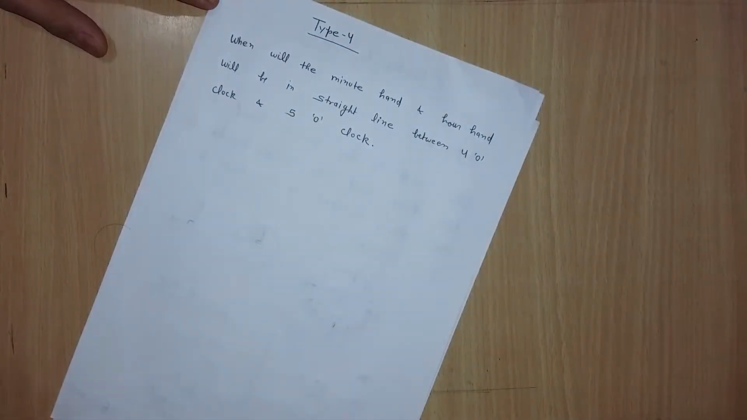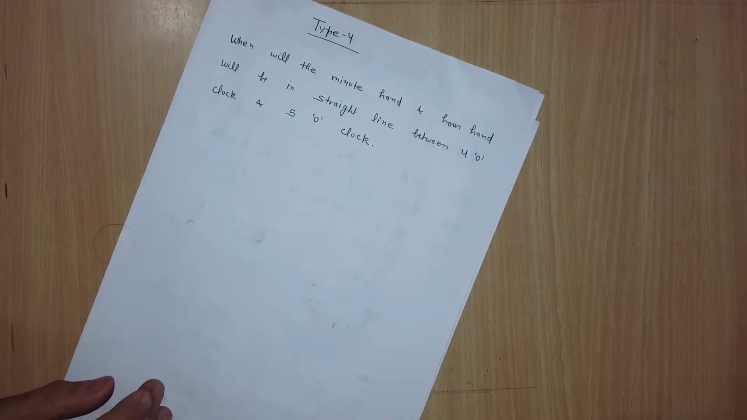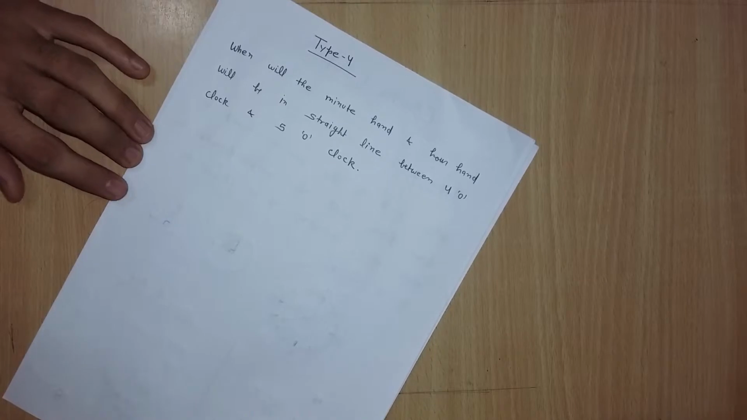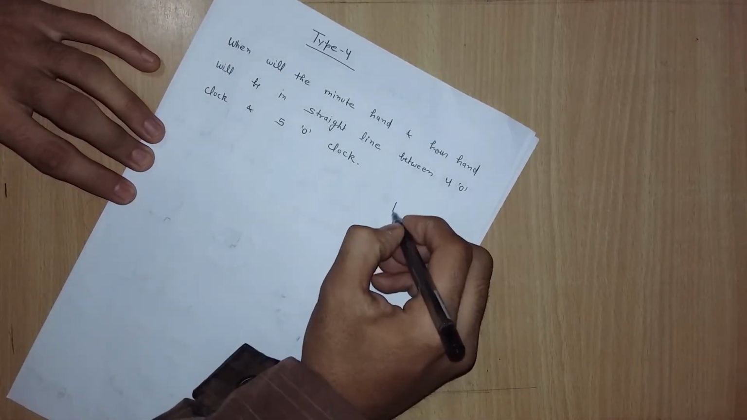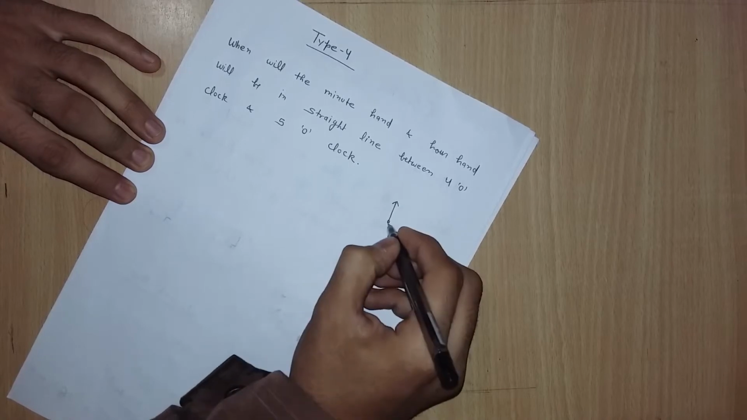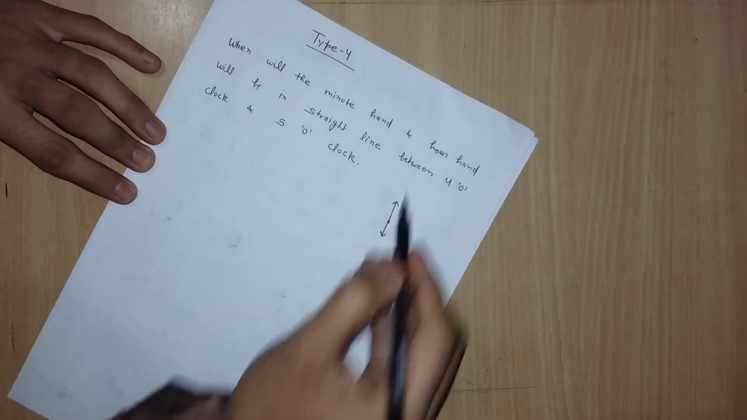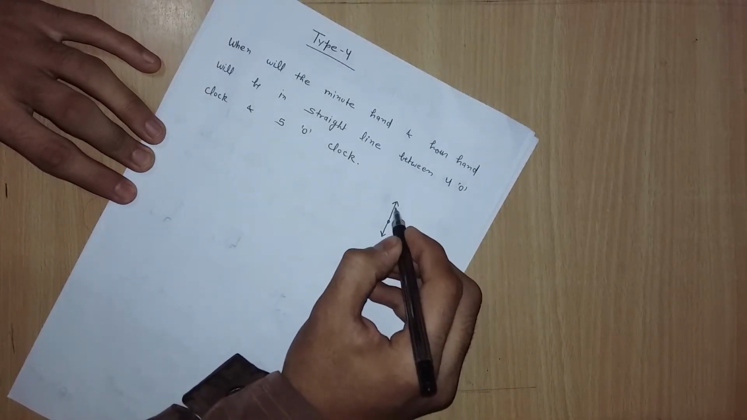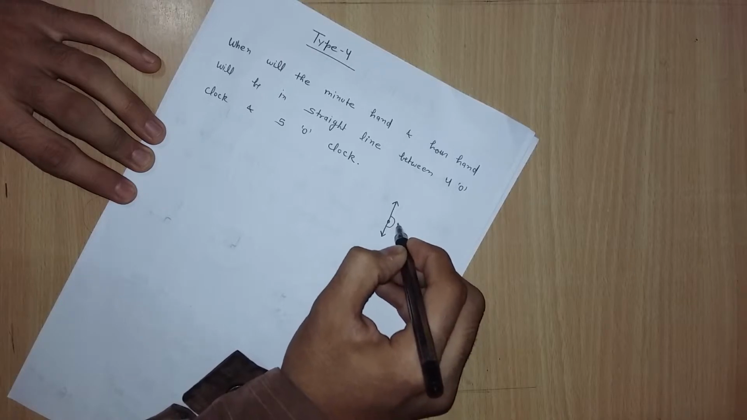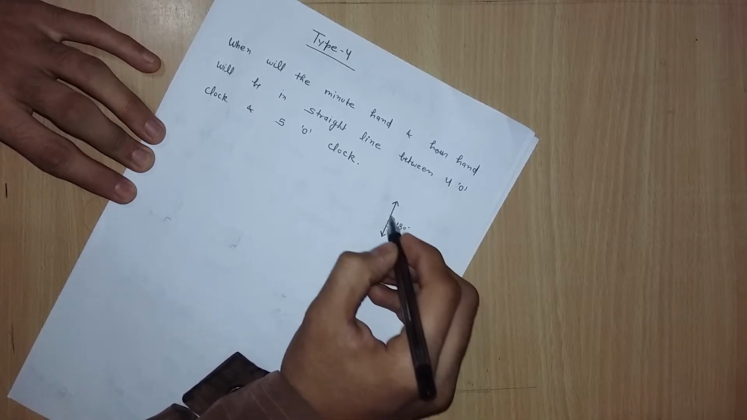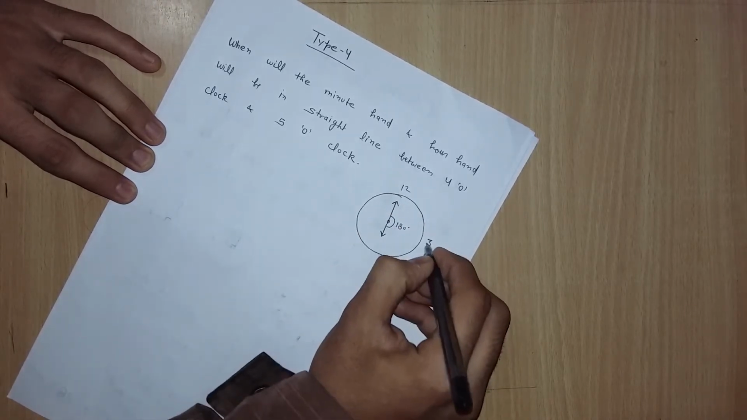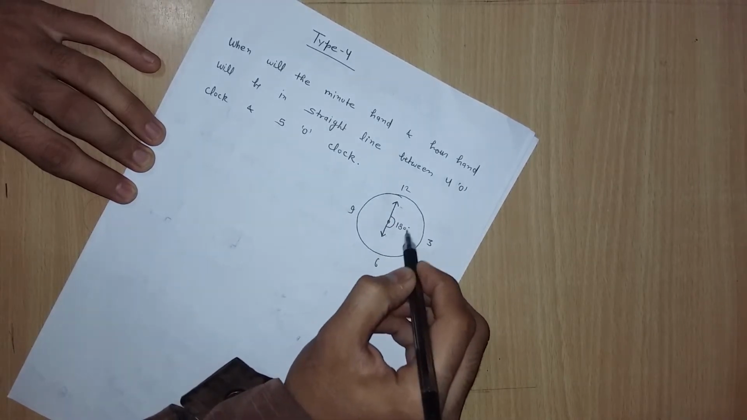Type 4 problem says, when will the minute hand and hour hand be in a straight line between 4 o'clock and 5 o'clock? What is the meaning of a straight line? It means that the minute hand and hour hand will be in a single line. It will happen when the difference between minute hand and hour hand is 180 degrees, or we can say 30 minutes, because in the watch 12, 6, 3, 9, this difference is 30 minutes.